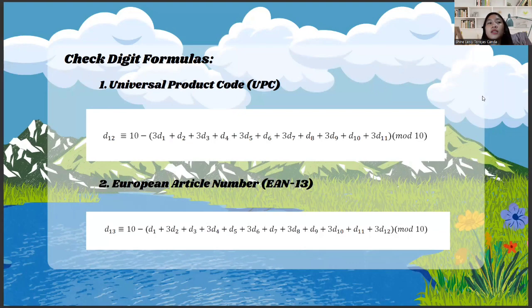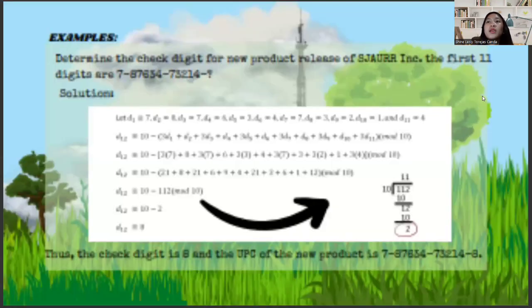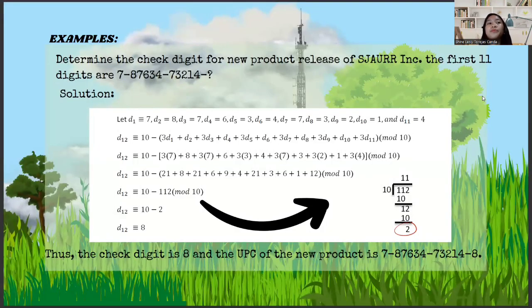Let's take a look at these examples applying the formula. Determine the check digit for the new product, where the first 11 digits are given. So we will find the check digit of the new product. We let D sub 1 be 7, D sub 2 is 8, D sub 3 is 7, D sub 4 is 6, D sub 5 is 3, D sub 6 is 4, D sub 7 is 7, D sub 8 is 3, D sub 9 is 2, D sub 10 is 1, and D sub 11 is 4.